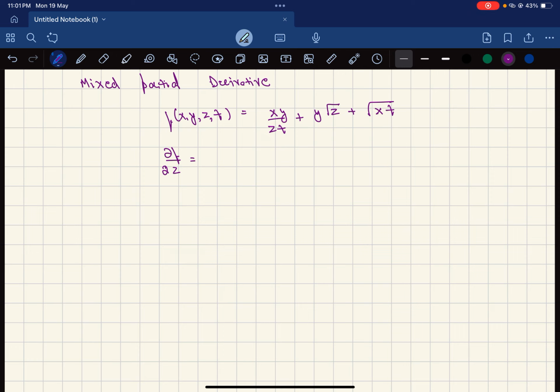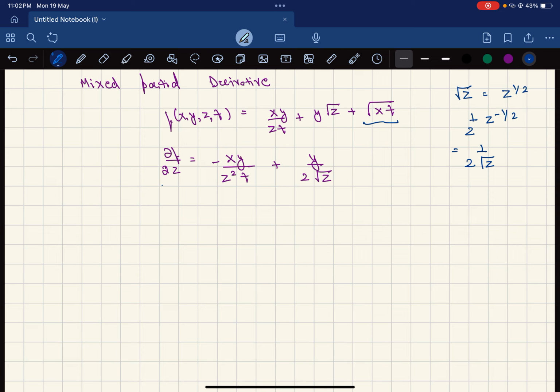So del f upon del z. So this is xy minus z square t, because the partial derivative of 1 by z is minus 1 upon z square. Then plus y upon 2 root z, because the partial derivative of root z is the partial derivative of z raised to power 1 by 2, which using power law becomes z raised to power minus 1 by 2, which is 1 upon 2 root z. The partial derivative of this particular term would be 0 with respect to z, therefore we don't have to account for that.